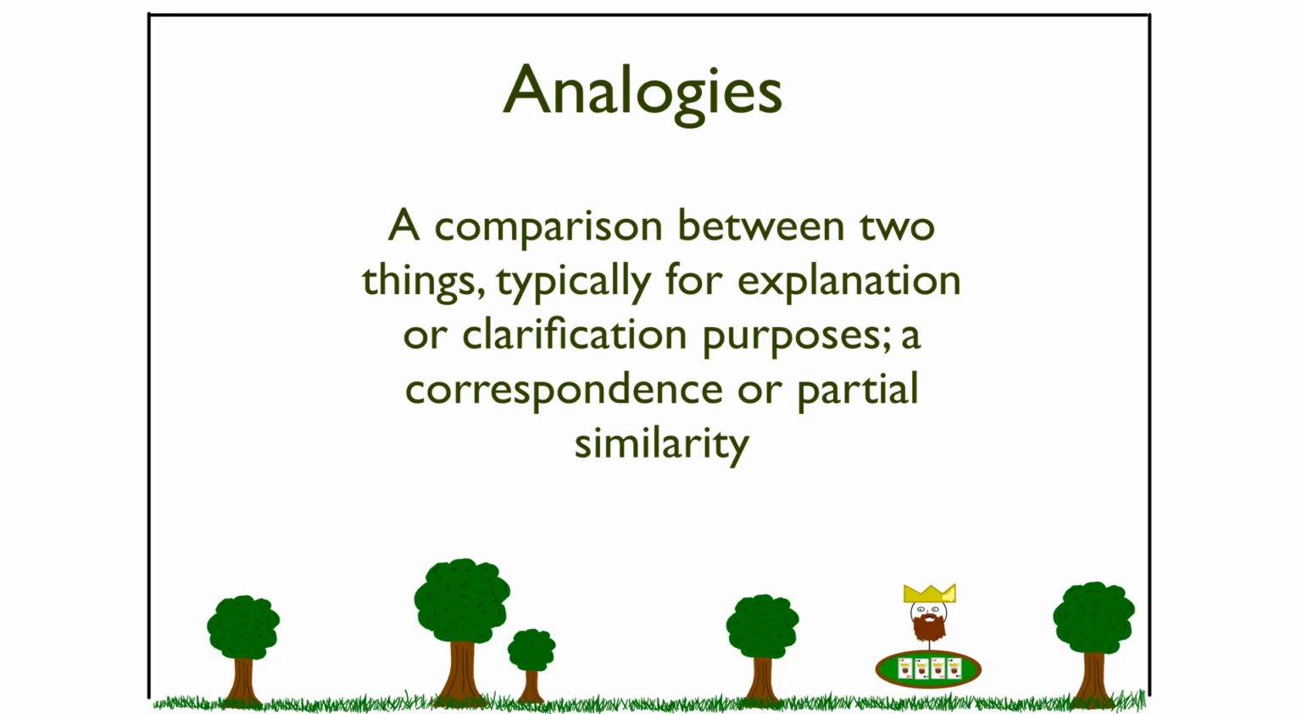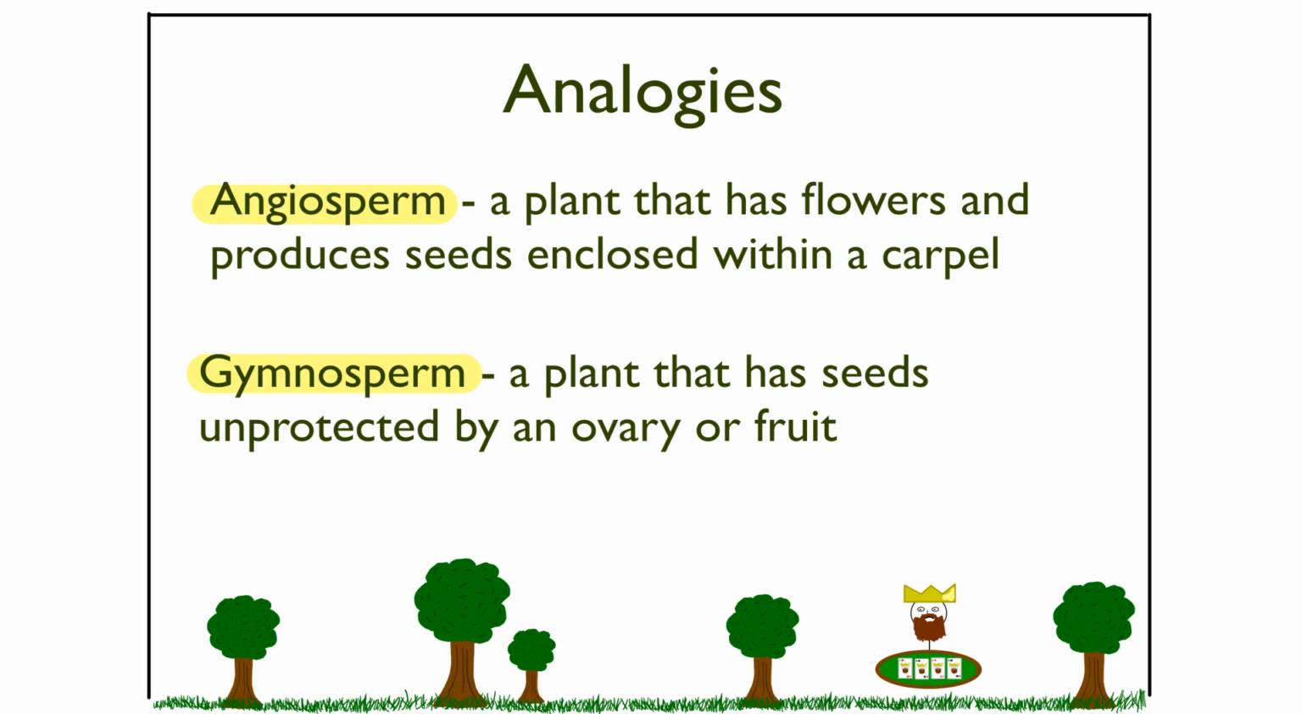So analogies are defined as a comparison between 2 things, typically for explanation or clarification purposes. It's also defined as a correspondence or partial similarity. So let's take the 2 main categories of plants as our example. Angiosperms are plants that have flowers and produce seeds enclosed within a carpel, while gymnosperms are a plant that has seeds unprotected by an ovary or fruit. So to put it simply, angiosperms have fruits and flowers, while gymnosperms do not. They have cones or something similar. So luckily, if you can remember one of them, you can infer what the other one is just based on process of elimination, since there's only 2 of them.